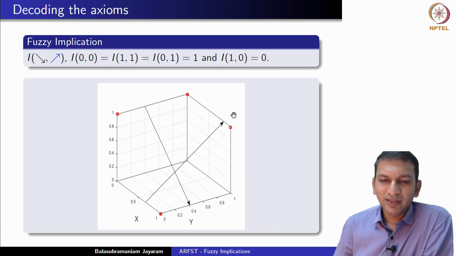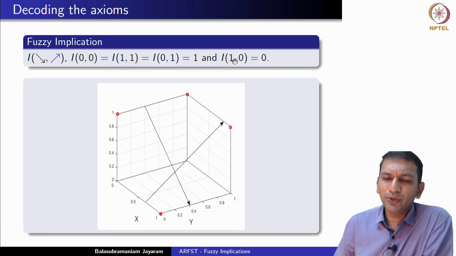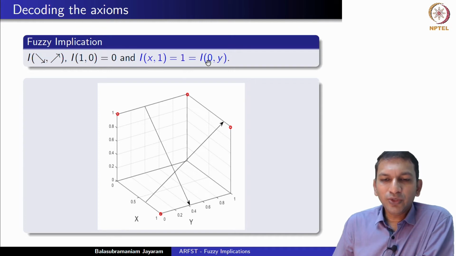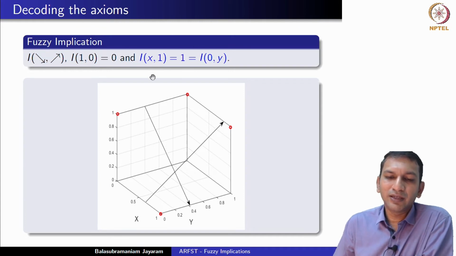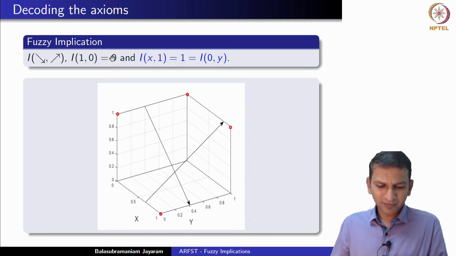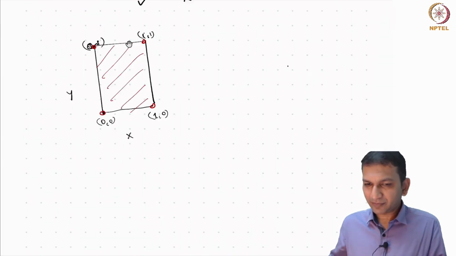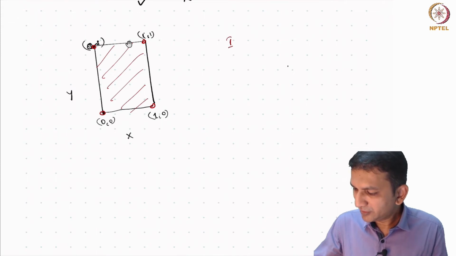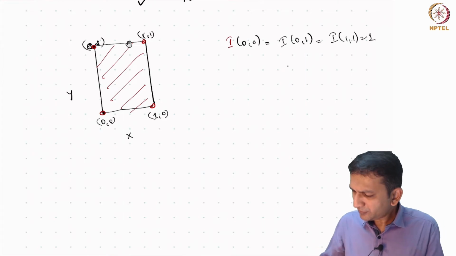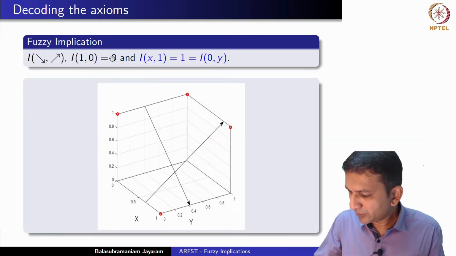Now, what is interesting is that these 4 boundary conditions can actually be reduced to just one of them, I of 1, 0 equals 0, and you could come up with an equivalent definition by adding these 2 properties. Note that these properties can be obtained from the previous 3 boundary conditions. It's quite simple. Let's look at what they mean. So what we have is the boundary conditions I of 0, 0 equals I of 0, 1 equals I of 1, 1 equals 1. Now, this says I of x, 1 is equal to 1 for any x element of 0, 1.